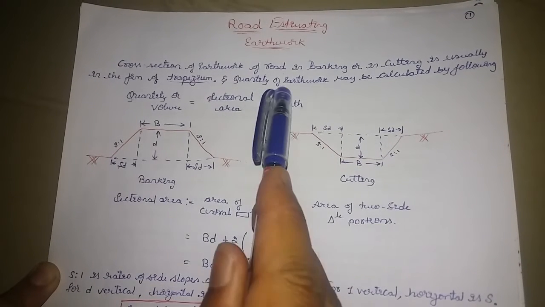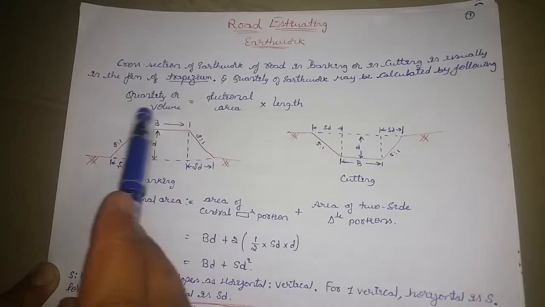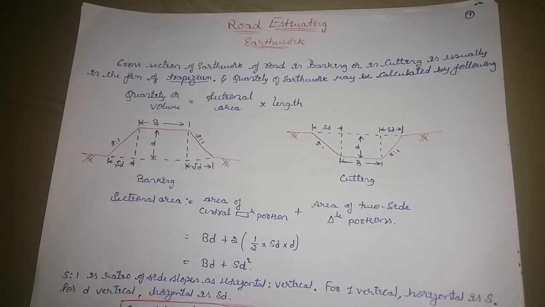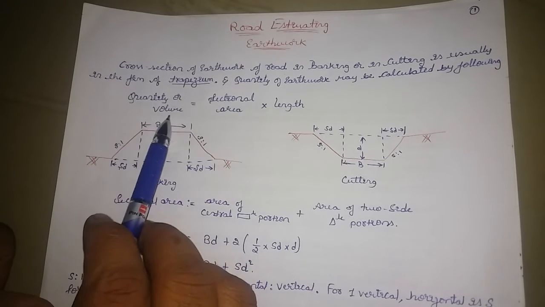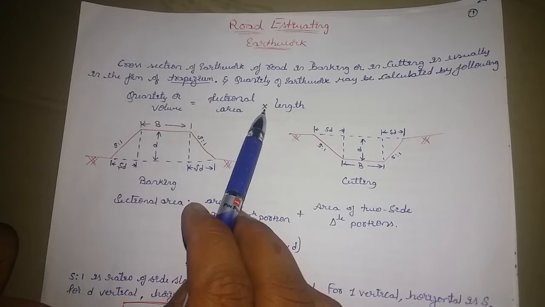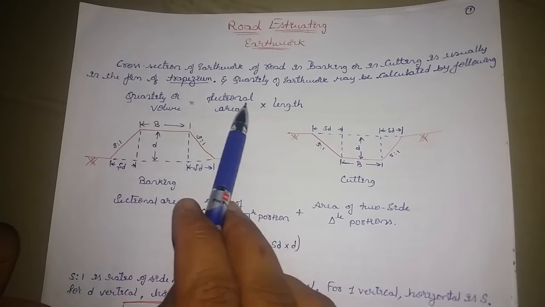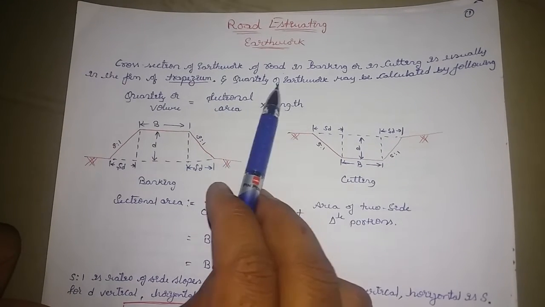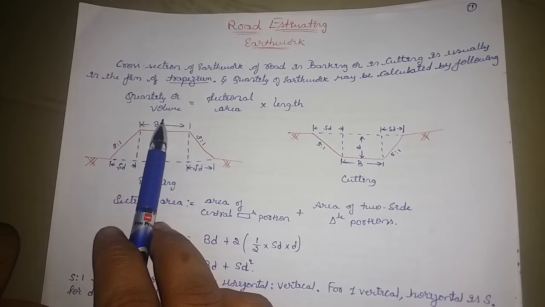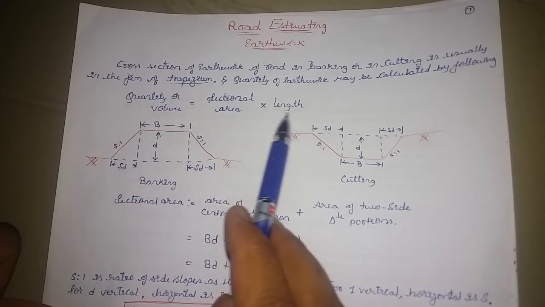Okay, and the quantity of the earthwork may be calculated as follows. The formula to find out the quantity of the earthwork is: quantity or volume is equal to sectional area into length. So sectional area into length gives you the quantity or volume of the earthwork.